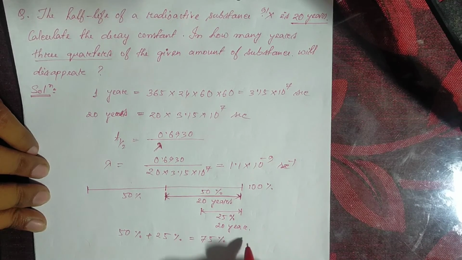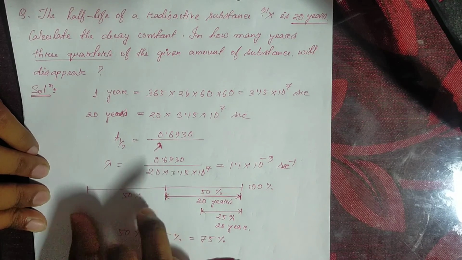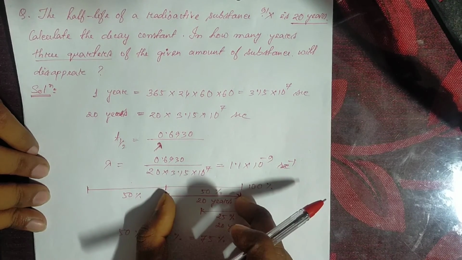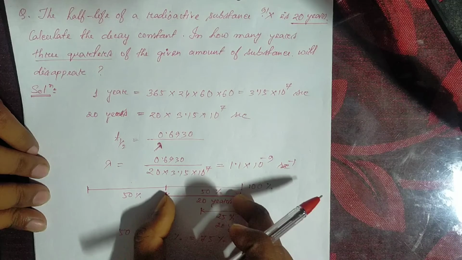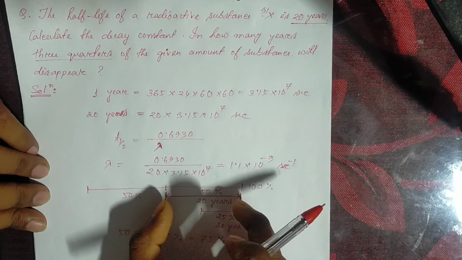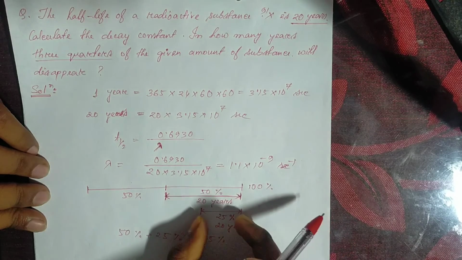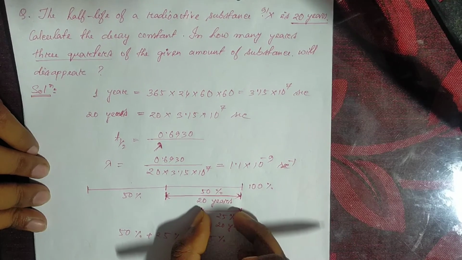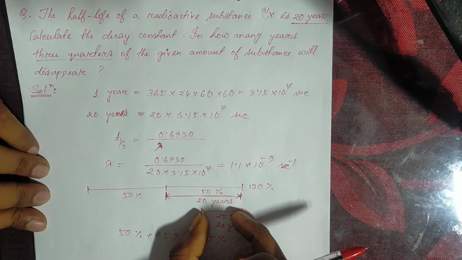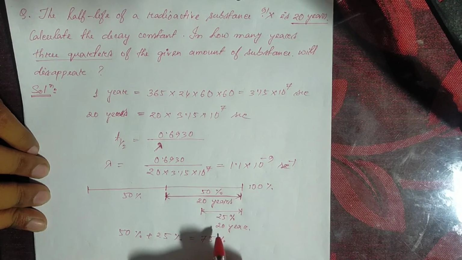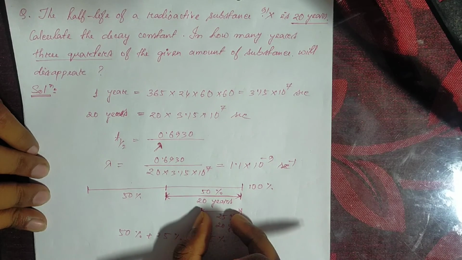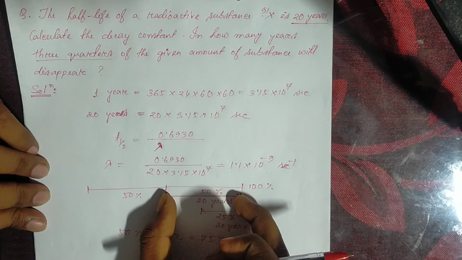Okay, and it needs what? For 50% it will need 20 years, and if we consider this the total amount, then half of this total amount is this amount. So for this amount to disappear, it also requires 20 years, because this is the half-life of this total amount.